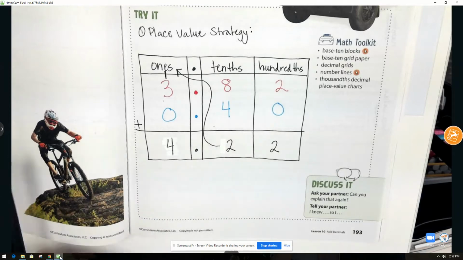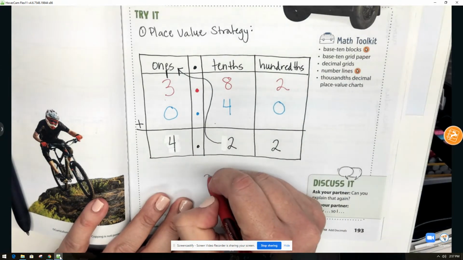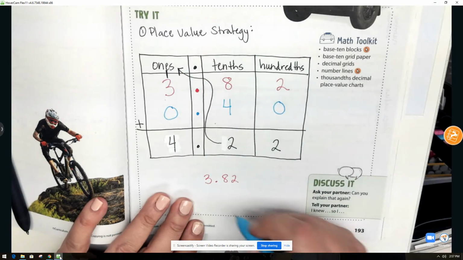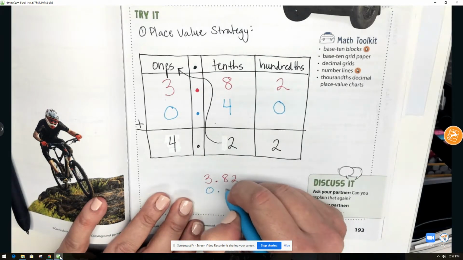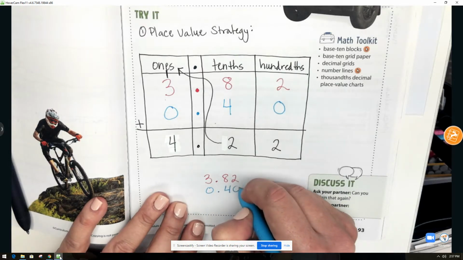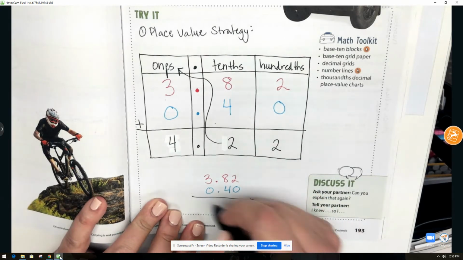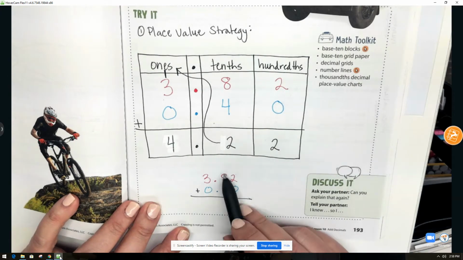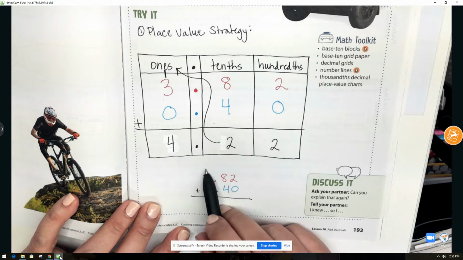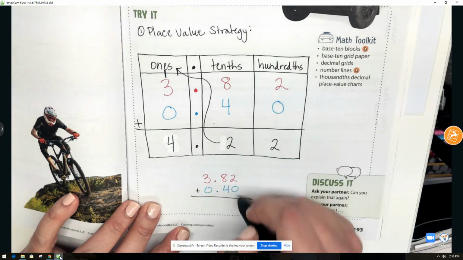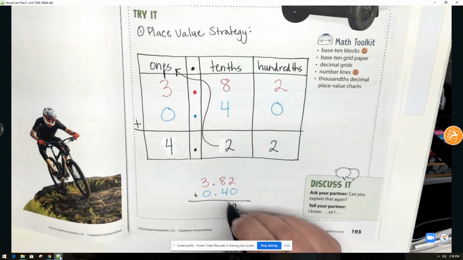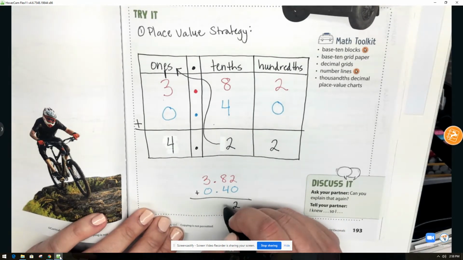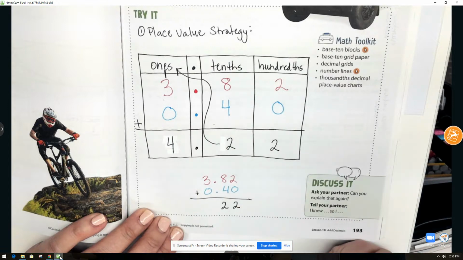I'm going to show you down below what that looks like outside of the place value, just so that you can see what we did there. So I have this problem. I made sure that I lined up my hundredths, my tenths, my decimal place, and my ones. So 2 plus 0 is 2. 8 plus 4 is 12. I'm going to take my 2 tenths and put it down below.